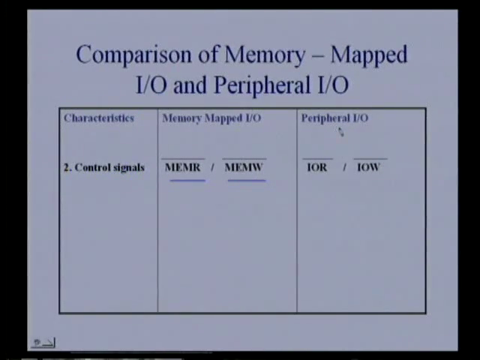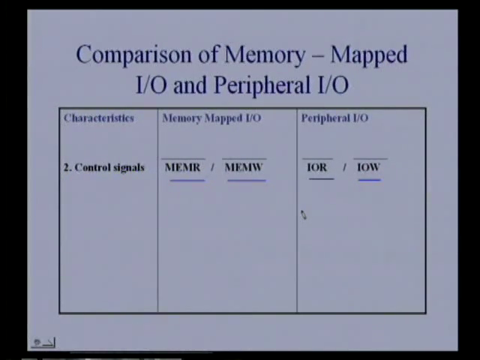Whereas if the peripheral is identified in peripheral IO, then the processor uses IO read bar signal and IO write bar signal. It means the IO by memory bar signal will be high.